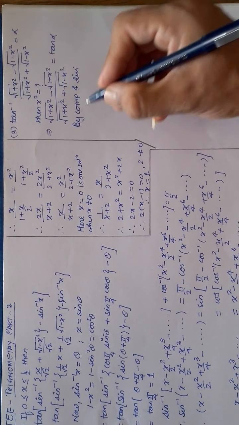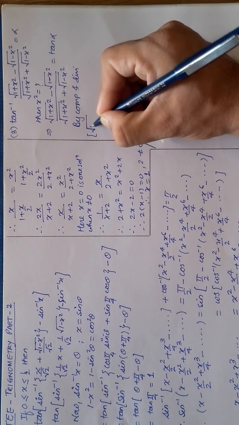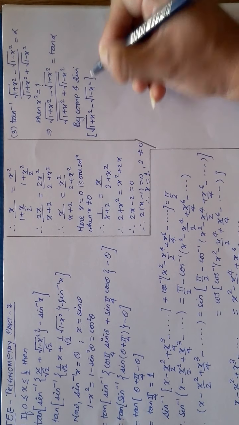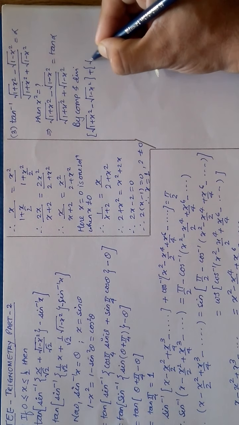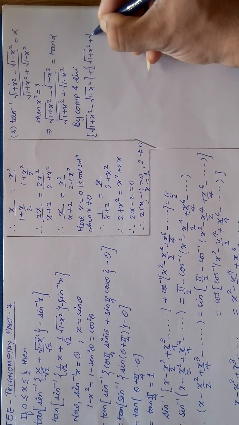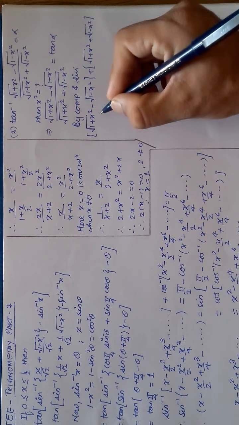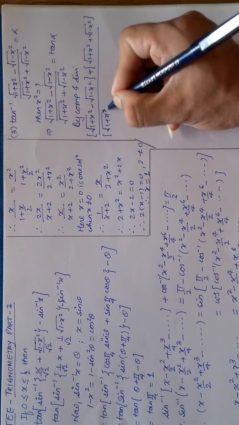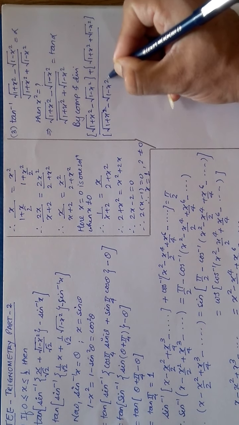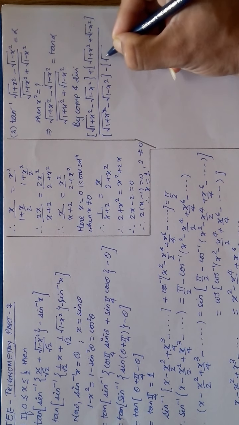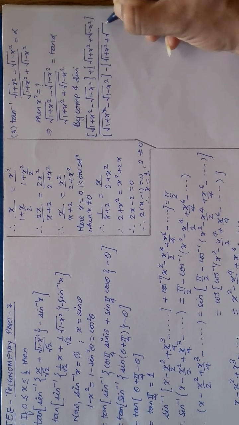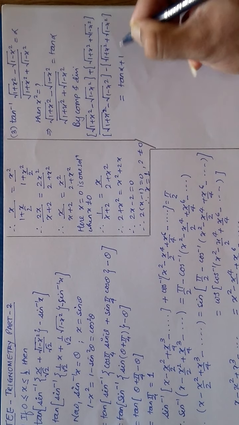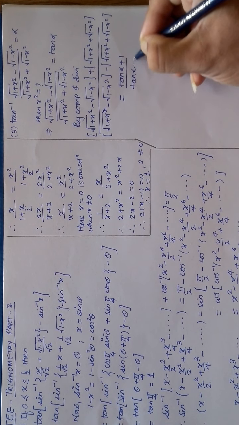When I carry out componendo dividendo, I get under root. Actually I can write directly, but purposely I am showing you 1 minus x square. Componendo is plus, that is under root 1 plus x square plus under root 1 minus x square. Upon comes under root 1 plus x square minus under root 1 minus x square, that is equal to tan alpha plus 1 upon tan alpha minus 1.